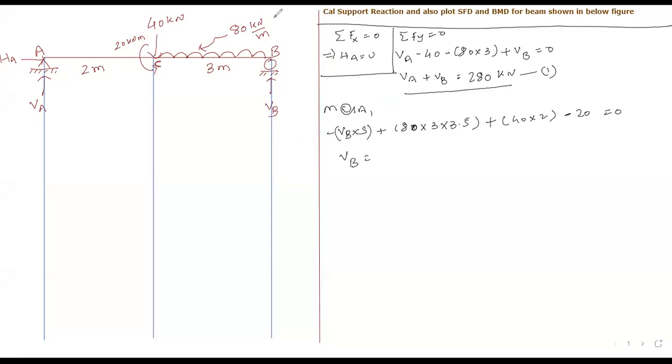Check, VB equals 180. Please check, VB equals 180. Put this value in equation number 1. We will get VA equals 100. I hope it is clear to all of you. Fine, VA is found.